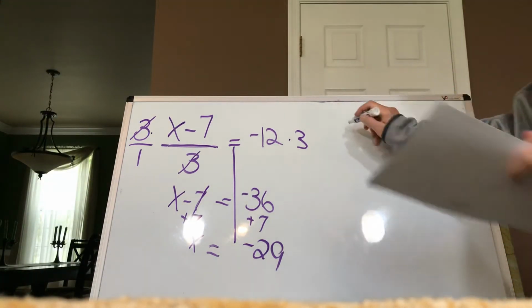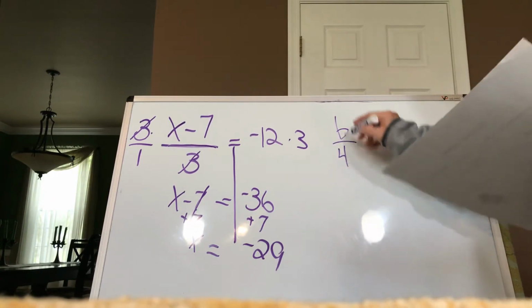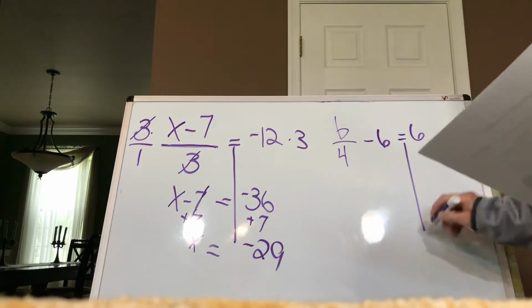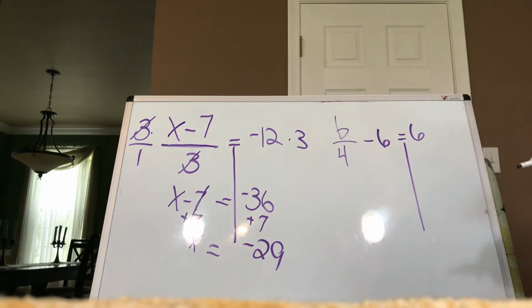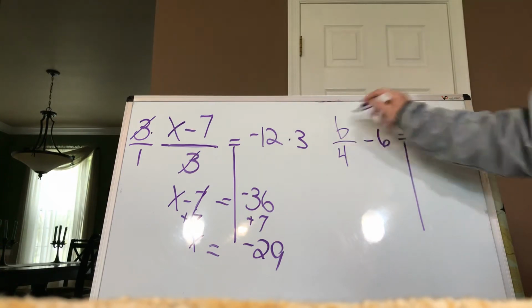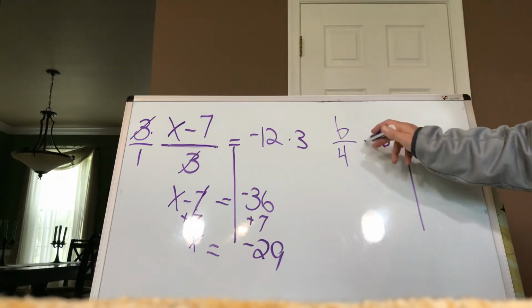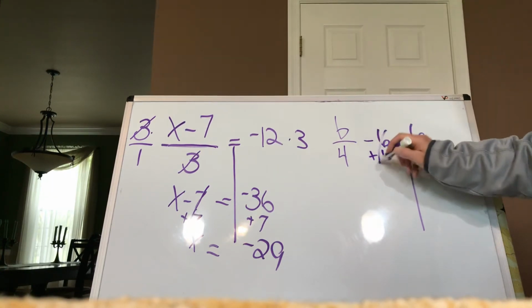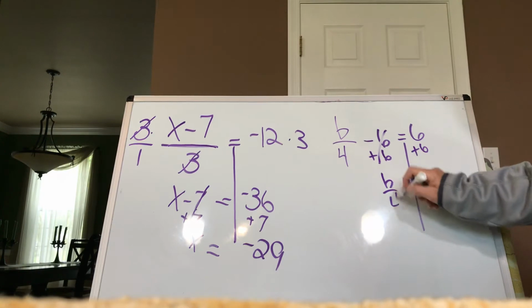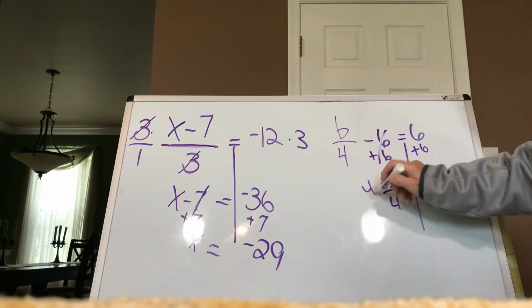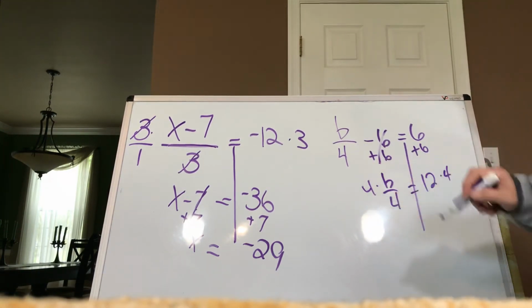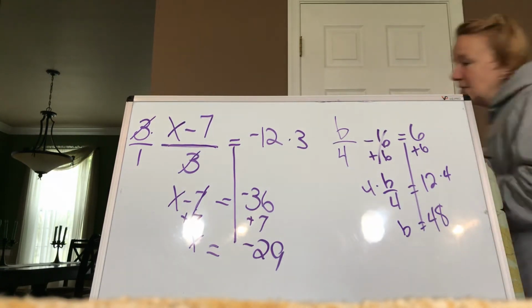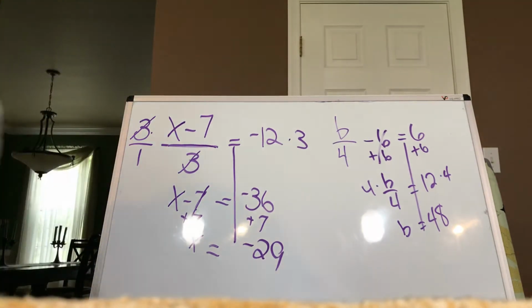b over 4. That's b divided by 4 minus 6 equals 6. Now, this is set up differently than the problem we just did. Which one of these numbers is farthest from the variable? Now this minus 6 is. So that's the one that I moved first by adding 6. That's 0. So I have b over 4 equals 12. Multiply both sides by 4 because that's dividing by 4, and I end up with b is 48. Remember, undo the number that is farthest from the variable first.